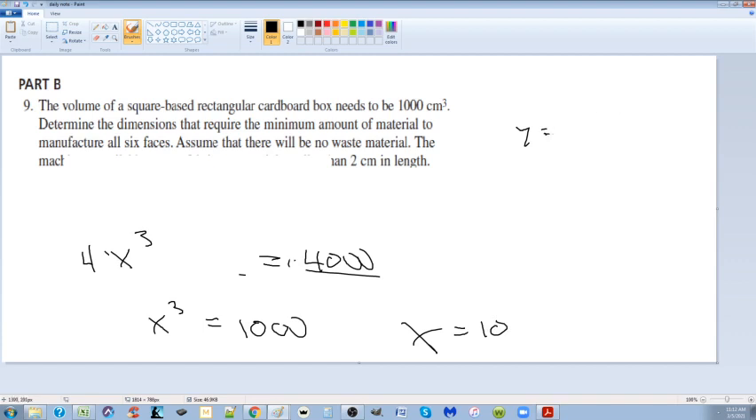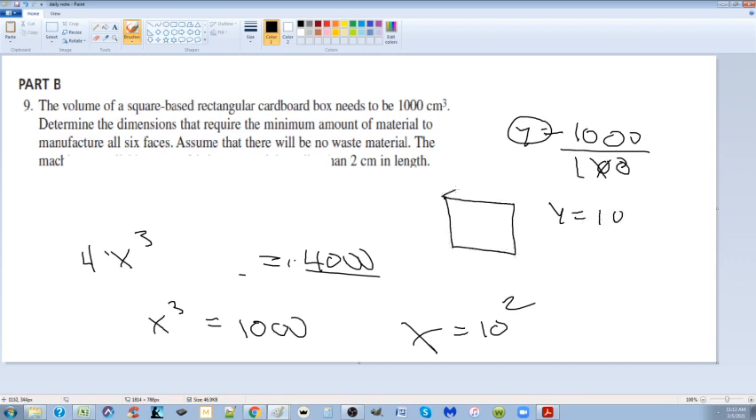Then I'm going to go back to this formula, which said 1,000 divided by x squared is my y. So it's 1,000 divided by 100, and lo and behold, y is 10 as well. So all we ended up doing is constructing a cube.